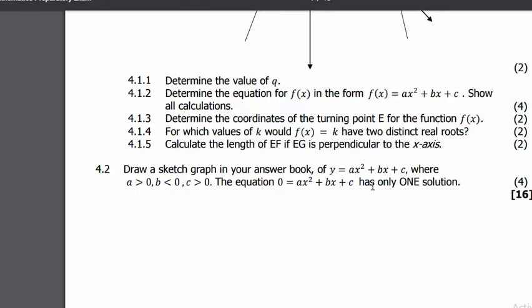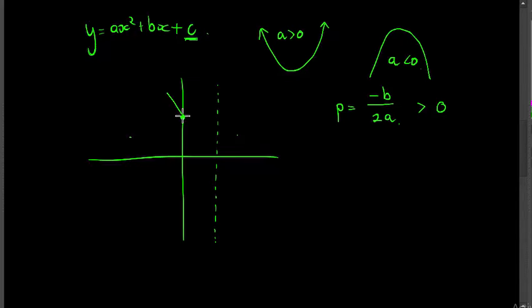Now let's just look at the last piece of information. Ax squared plus bx plus c equal to 0 has only one solution, which means when I take my graph and make it equal to 0, I'm finding the x-intercepts. I only have one x-intercept, and so it looks like this. Okay. And so I get 1 for cutting the y-axis above the x-axis, 1 for having my center line, my symmetry line on the positive side, 1 for the positive shape, and then also 1 for having cut the x-axis only once.